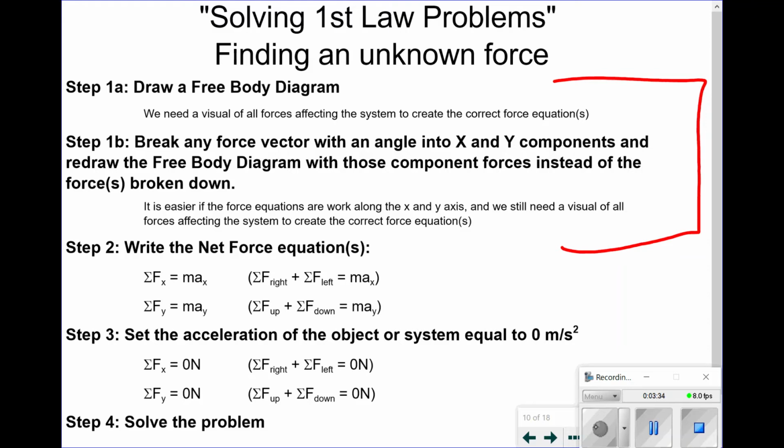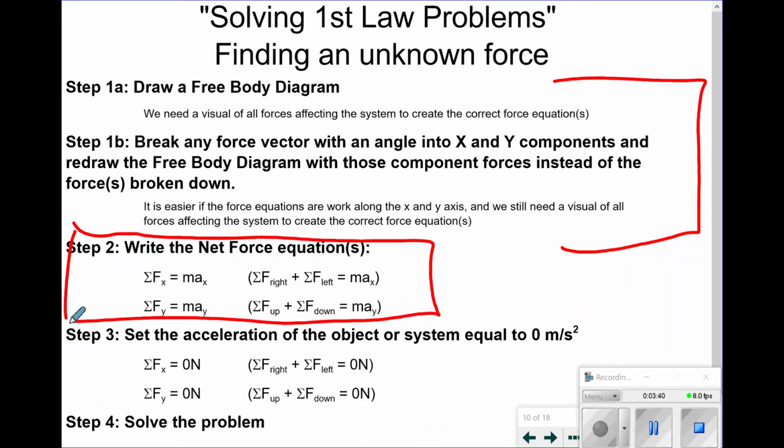The next step is simply to write out the net force equation. Now this is Newton's second law, net external force equals ma, and you're set. If you're dealing with a force system that's along only one axis, then you can do the x or the y, whichever is appropriate. If you're dealing with a two-dimensional problem, you have to write the force equation twice. Once for the x-axis, once for the y-axis.